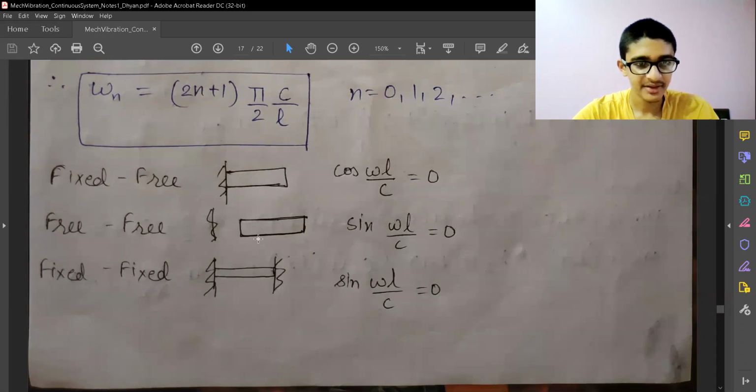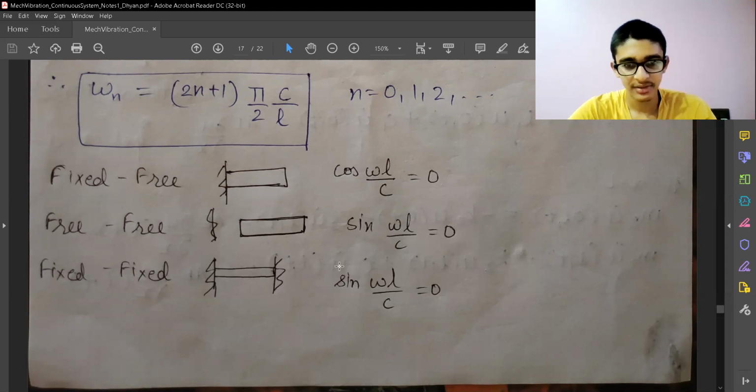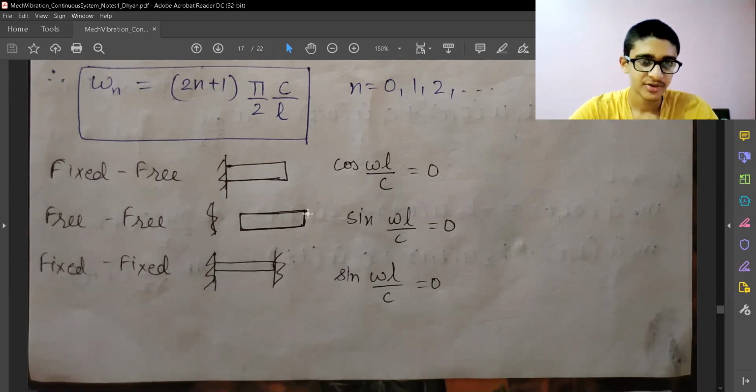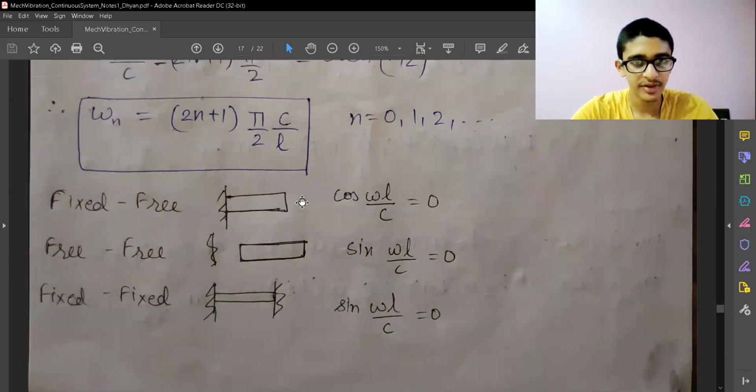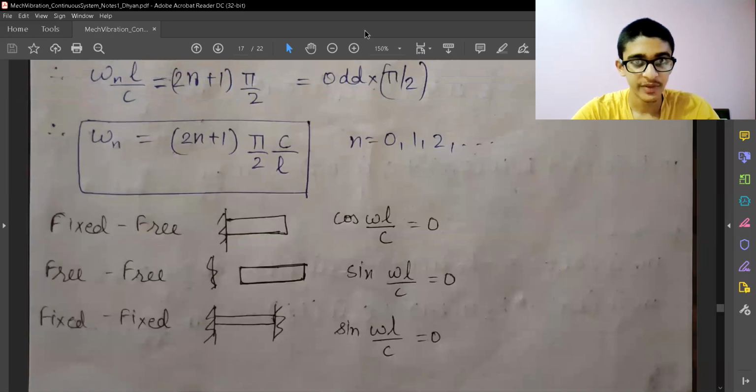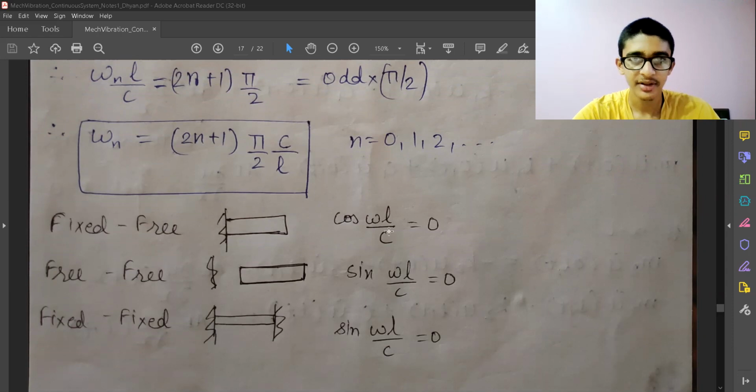The free condition, that means free at both ends, then this is the characteristic equation which we'll get. So omega L by c equal to n pi is the solution. And fixed means it is clamped at both ends. Over here also I'll have the characteristic equation sine omega L by c equal to 0. So we'll end over here. In the next video, we'll look at some numerical questions for better understanding and solving these boundary conditions also. Thank you.